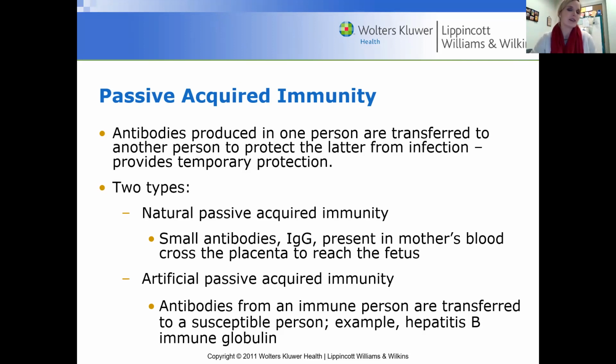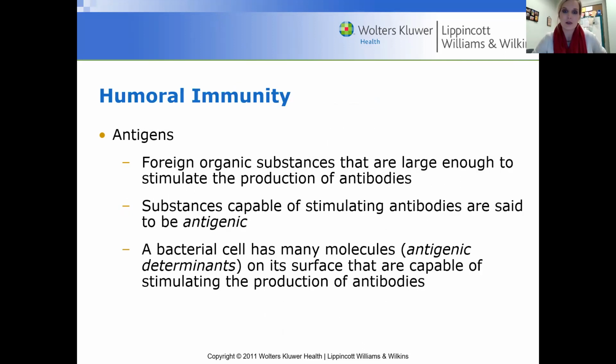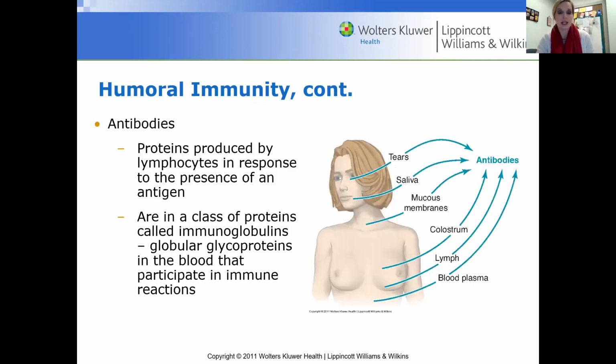So those are the different types of immunity that we could have. Let's look a little bit further into humoral immunity. Humoral immunity is the response in which our body produces antibodies. Antigens are foreign organic substances that are large enough to stimulate the production of antibodies. Just think of an antigen as something foreign. Something capable of stimulating antibodies is said to be antigenic. A bacterial cell has many different molecules on its surface, called antigenic determinants, that are capable of stimulating the production of antibodies, for example. So our antigens are what's stimulating our antibodies.